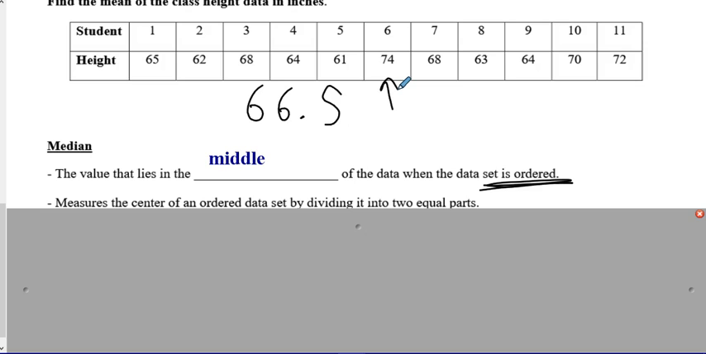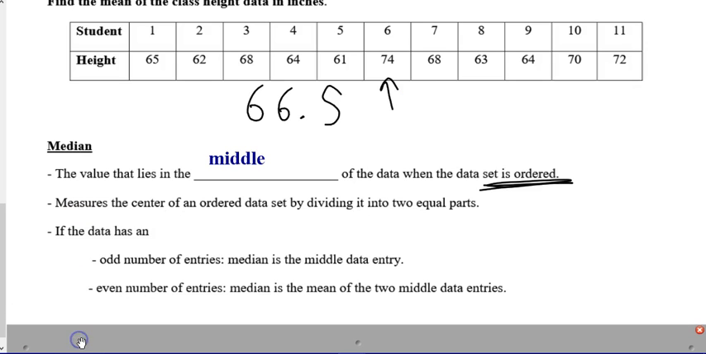In fact, that's the highest value. It can't be the middle value. They have to be rewritten in order first. Now, you divide it into 2 equal parts. If the data is odd, like this, 11 data points, then it's going to be the middle one. So, value number 6, 5 on the left, 5 on the right. If it's even, you take the mean, the average, of the middle 2.